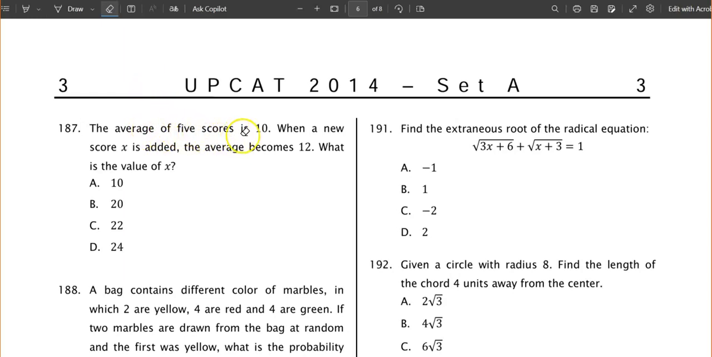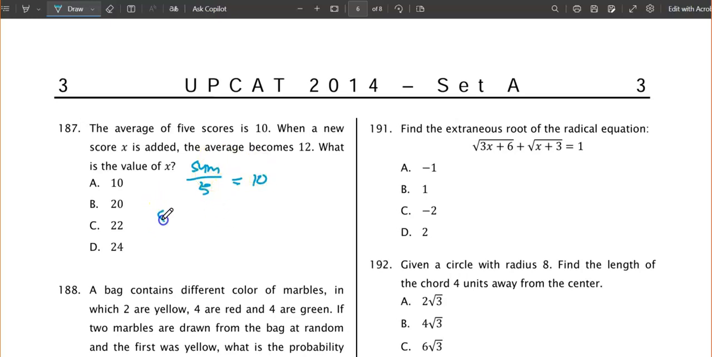The average of 5 scores is 10. When a new score x is added, the average becomes 12. What is the value of x? Take note that when you're getting the average, you are getting the sum of the scores divided by how many scores you added. So in this example, we have 5, and then you get the average.